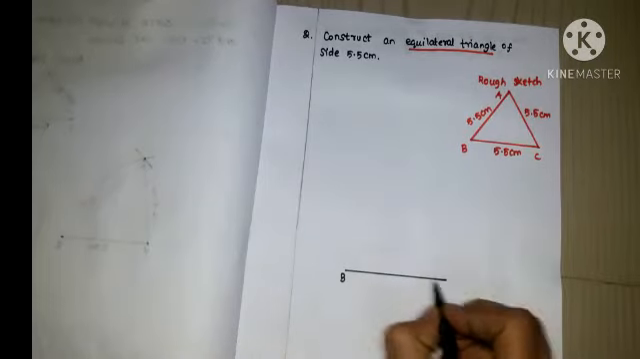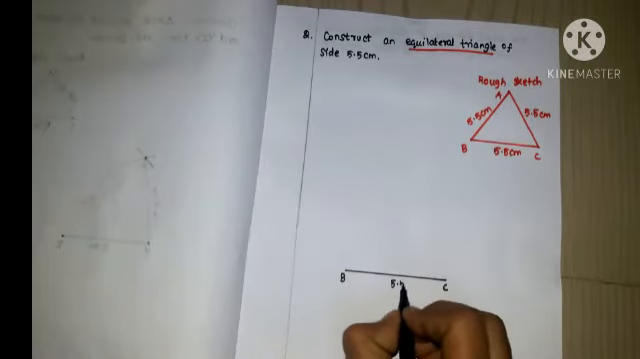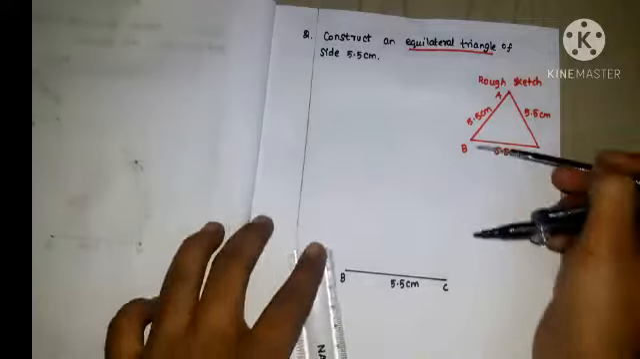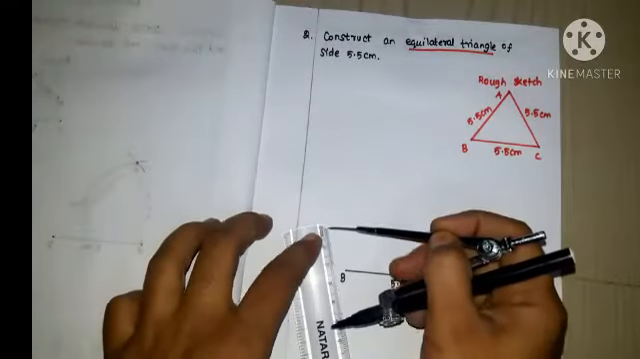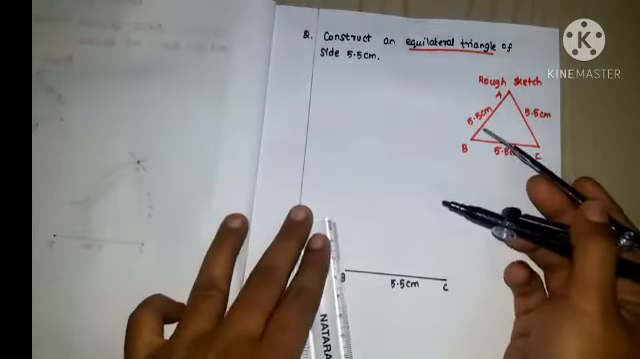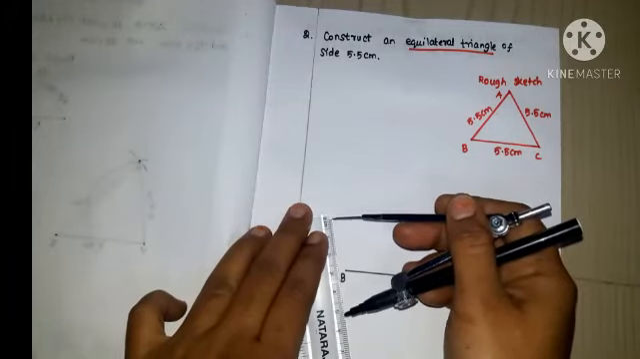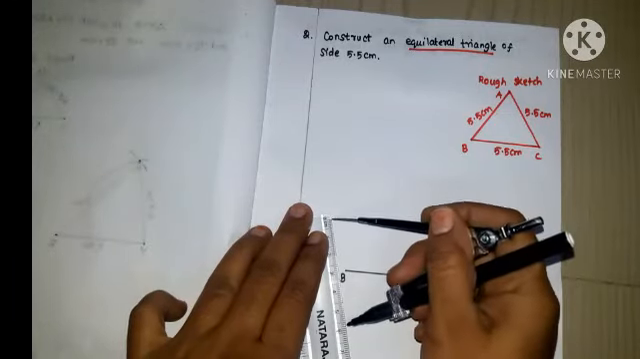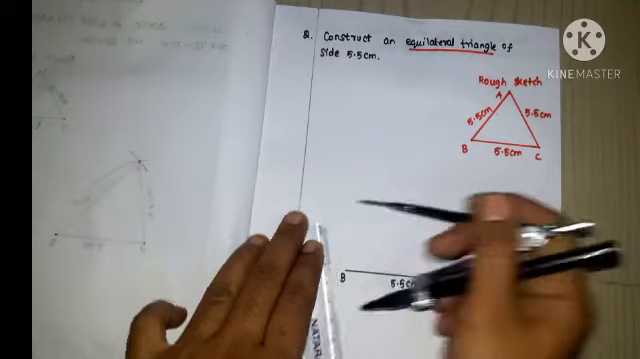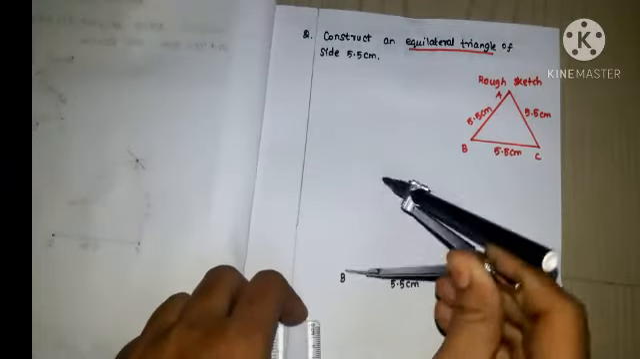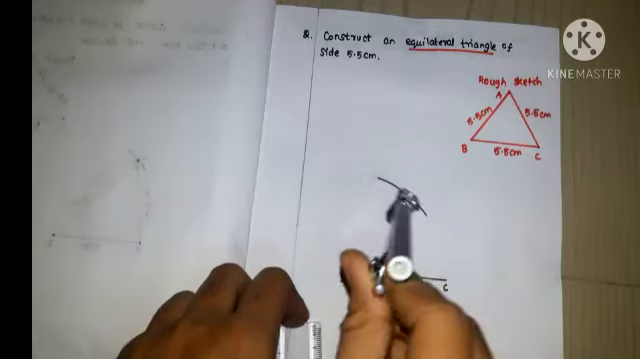BC is 5.5 centimeter. Now from B to A I am having 5.5 centimeter. For that I want to use the compass. So 5.5 centimeter means take the measurement of 5.5 centimeter in your compass, keep the needle at 0 and extend till 5.5 centimeter and draw one arc. So see here, from B to A I am having 5.5 centimeter.